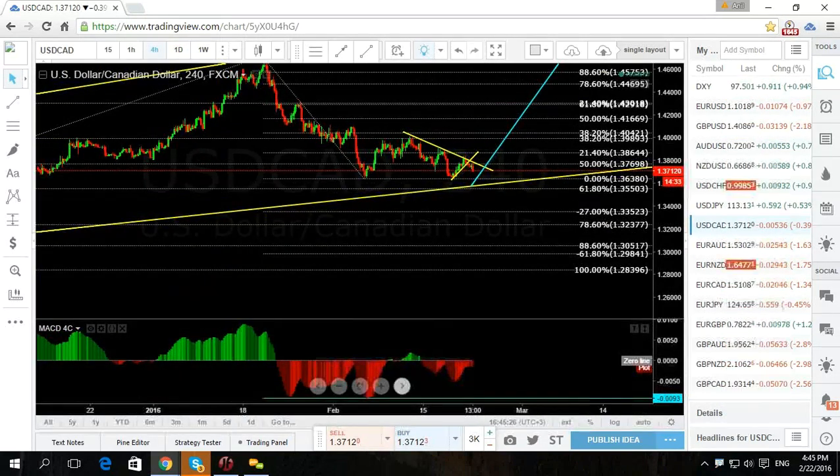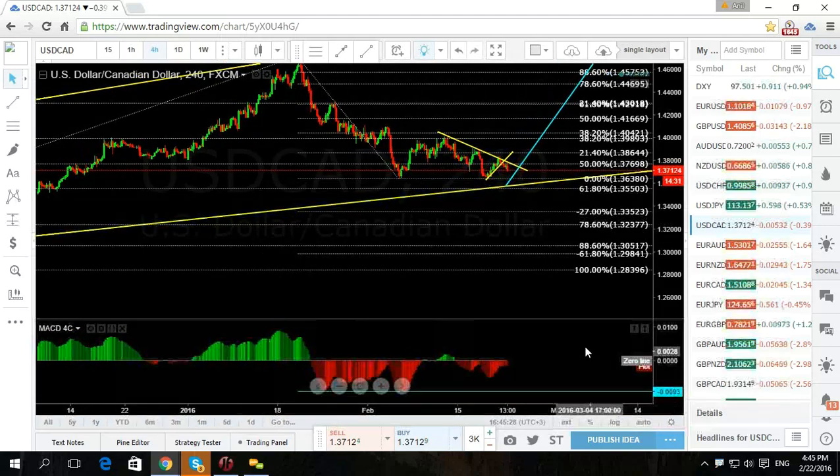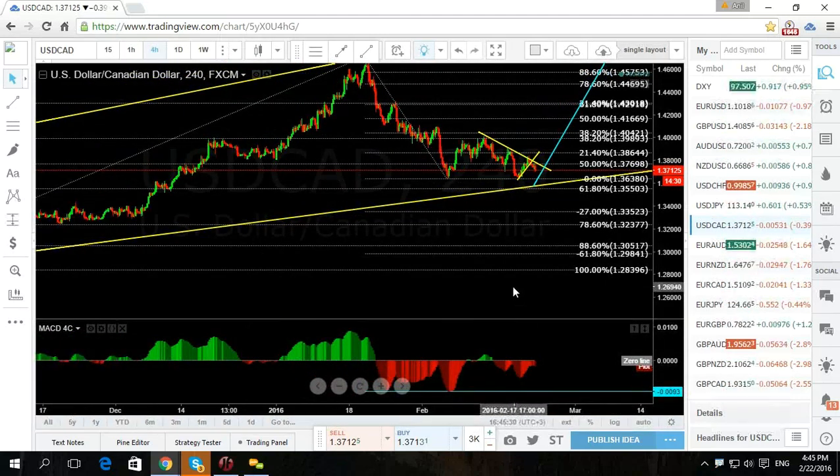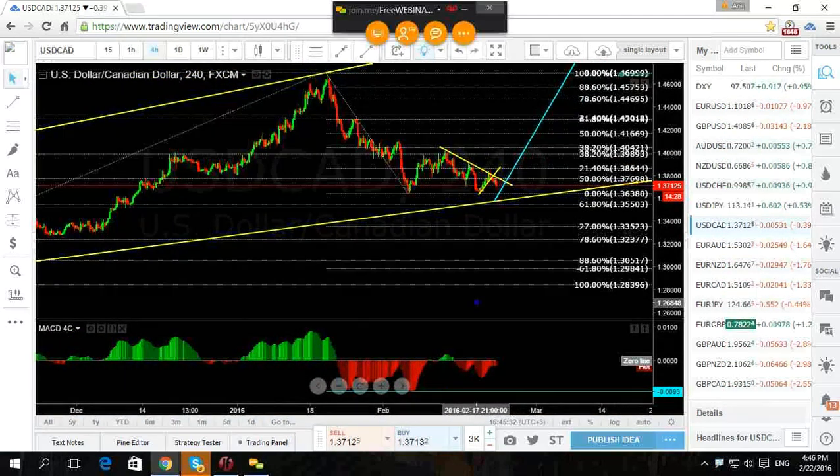We're getting divergence in the chart. Very clearly, everybody can see that. We're getting divergence in the chart. We're getting divergence. And I'm looking at this structure here.